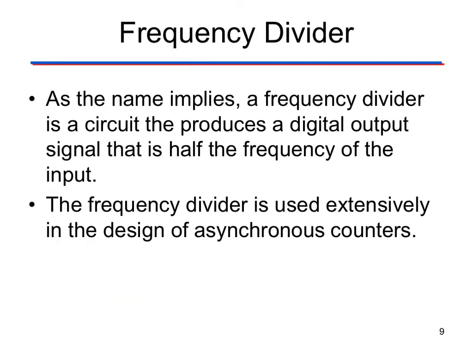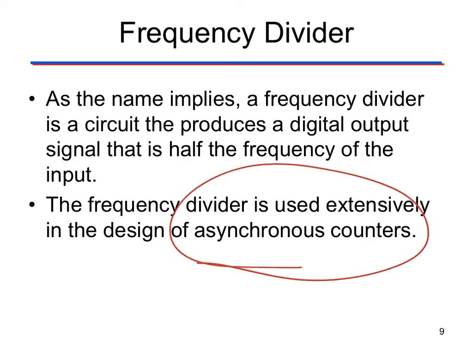All right, the next one we're going to look at is a frequency divider. We've used frequency dividers before. As the name implies, a frequency divider basically produces a digital output signal that's half of the input. Frequency dividers are always used in asynchronous counters. Asynchronous counters are counters that aren't relying on the clock.